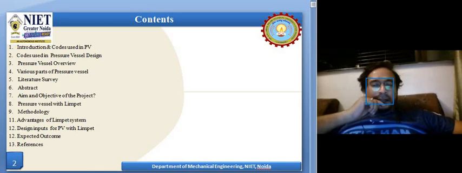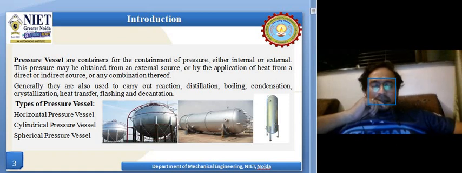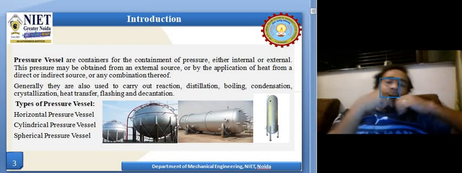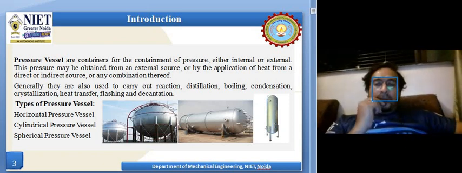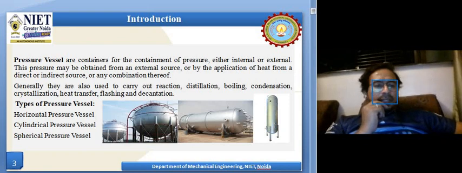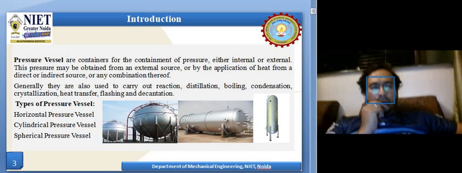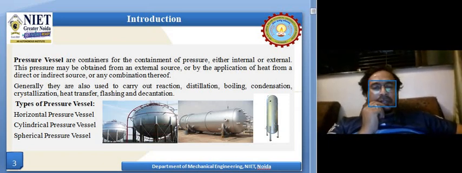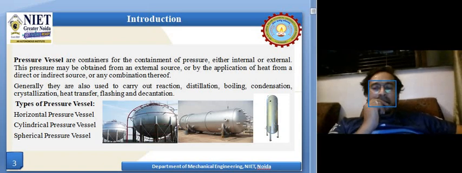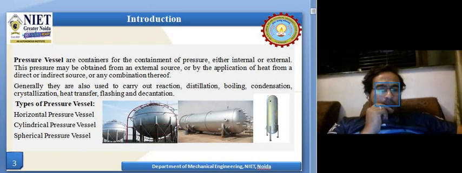Now, these are the contents of my topic, which I have already discussed in stage one. As we know, a pressure vessel is used for handling pressurized fluid, applying either internal or external pressure by the source. Some pressure vessels are used for heating or cooling operations. Also, there are various operations such as reaction, distillation, boiling, condensation, heat transfer, crystallization, flashing, etc., being carried out in various types of pressure vessels.